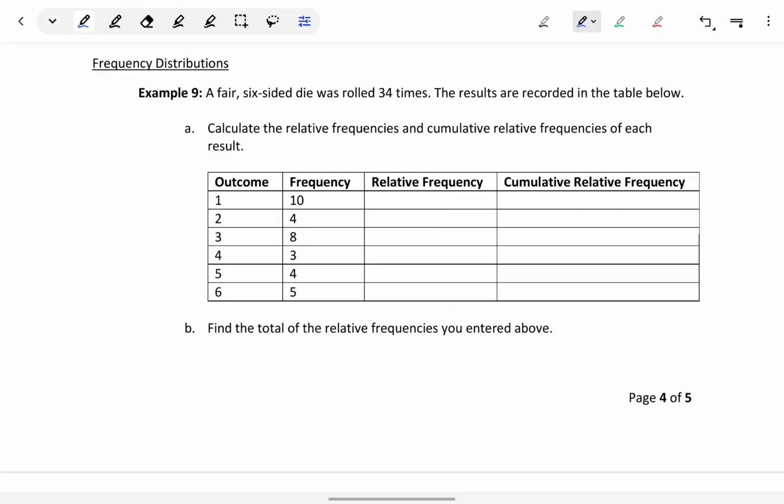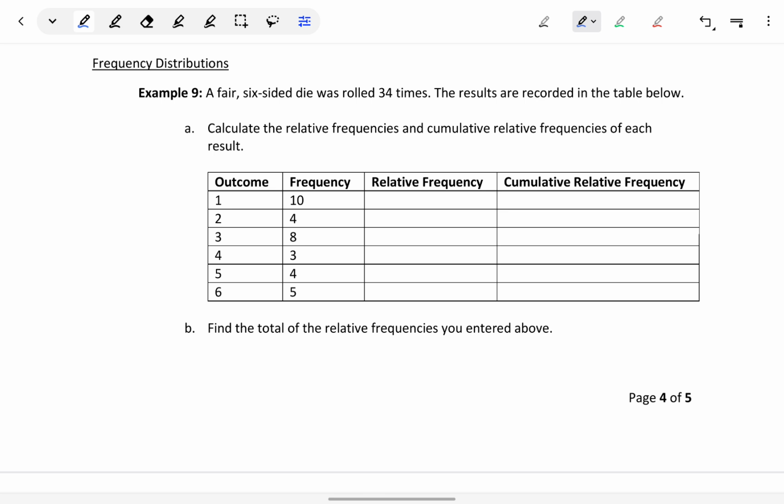We've already looked at a couple of graphs that can help us visualize statistical information, but we can also organize and collect statistical information in charts or tables. In example 9, a fair six-sided die was rolled 34 times, and the results are recorded in the table below. We want to, in part A, calculate the relative frequencies and the cumulative relative frequencies of each result.